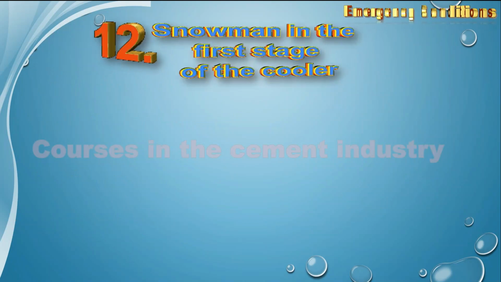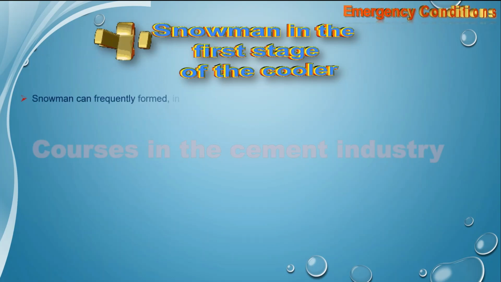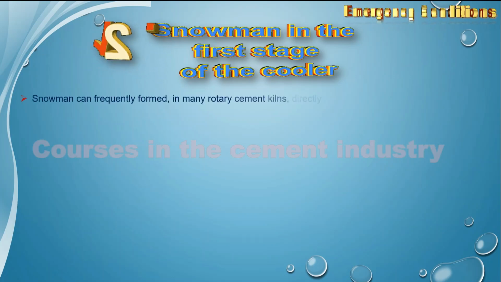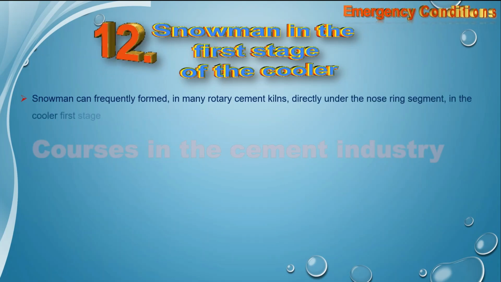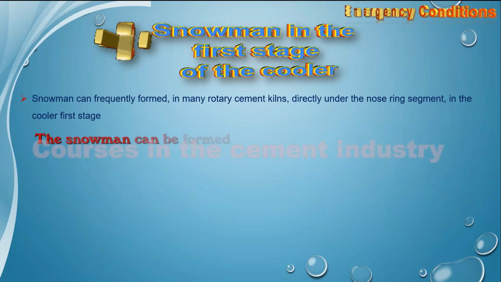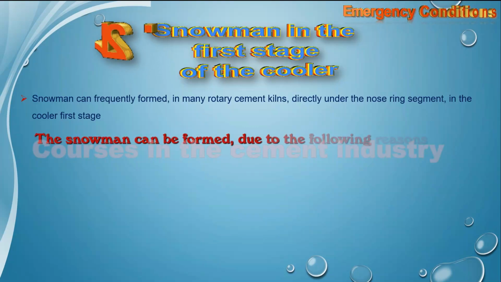12. Snowman in the first stage of the cooler. A snowman can frequently form in many rotary cement kilns, directly under the nose ring segment, in the cooler first stage. The snowman can be formed due to the following reasons.